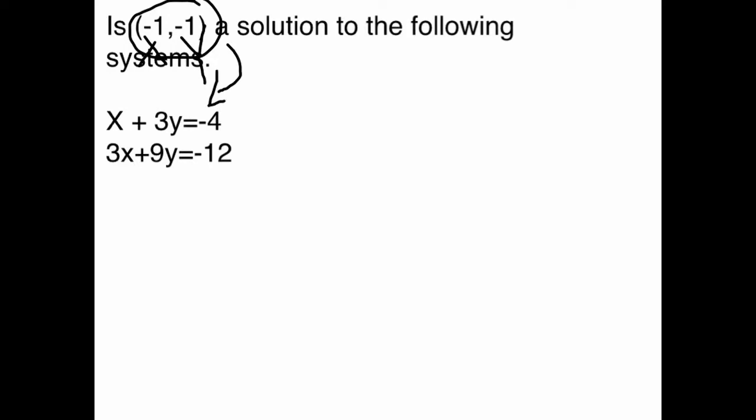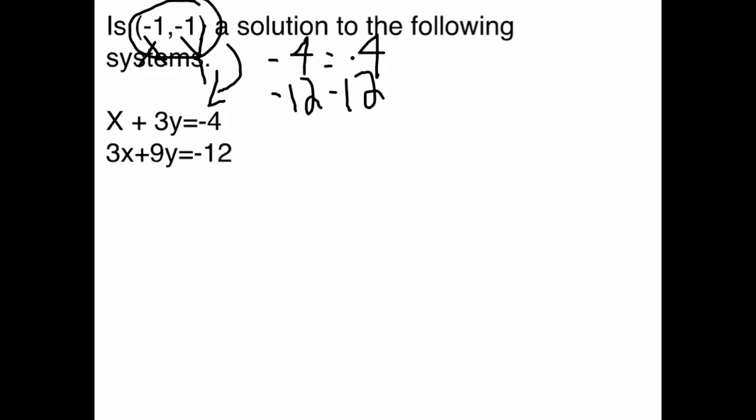And again, it has to work on both equations for the coordinate point to be a solution. So my first equation, I want -4 to equal -4 on both sides. In my second equation, I want -12 to equal -12 on both sides. So let's just start with our first one.